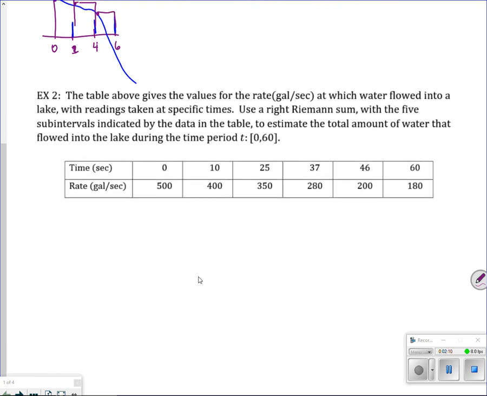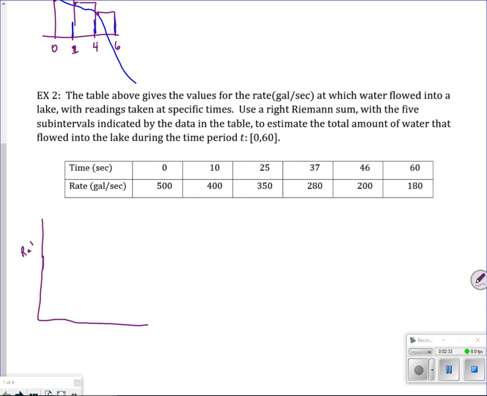So now we have another word problem. It says use a right Riemann sum. You can read that. The table gives the values of the rate in gallons per second at which water flowed into a lake with readings taken at specific times. Use a right Riemann sum with 5 subintervals indicated by the table. Now this is an important one. I am going to draw this one out.